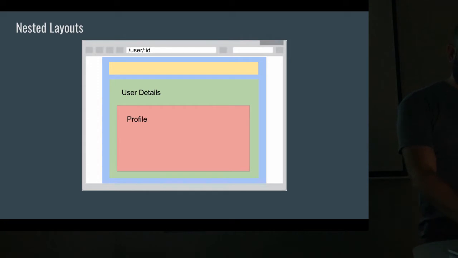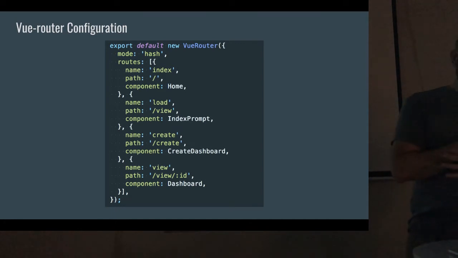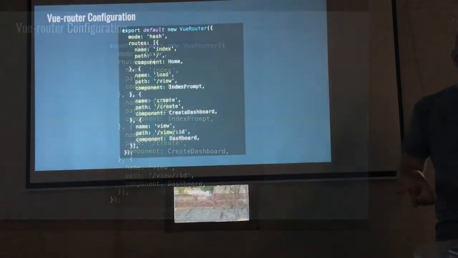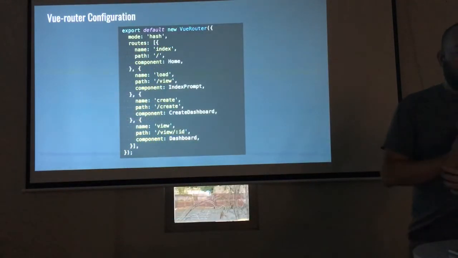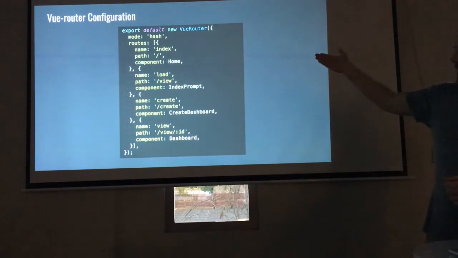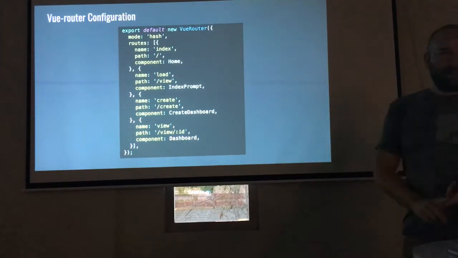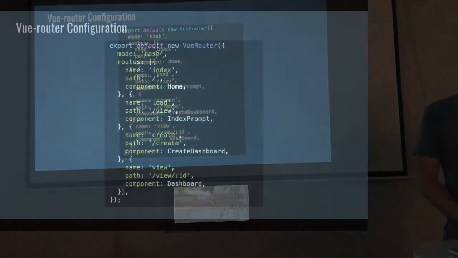So how do we set this up with vue-router? A vue-router is defined as an object, and your routes are just an array of other objects. This is a router for an application I'll show you later in this talk. It has four routes. It's a really simple app. Basically, if we're matching slash, I'm going to load this home component, and so on. The path and the component are really the only two that are required here.